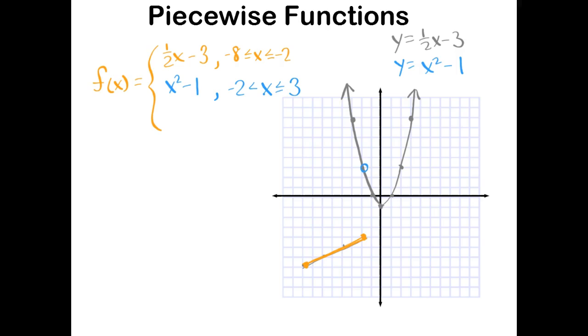And then we want to go all the way to 3. So this was -2, this was 3. So I want to go up here. This one can be a solid dot. And then we're going to graph all of this. Alright, and I can get rid of the rest.